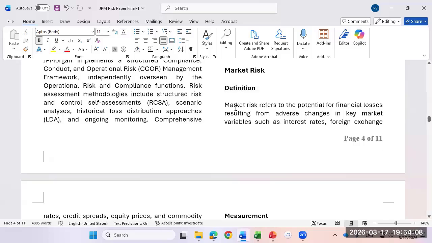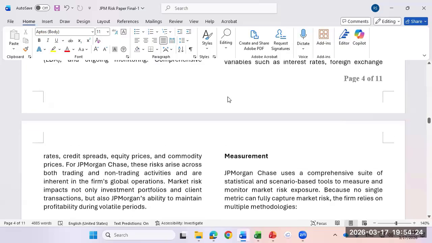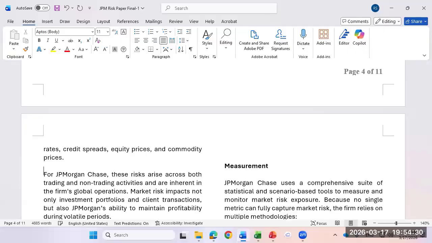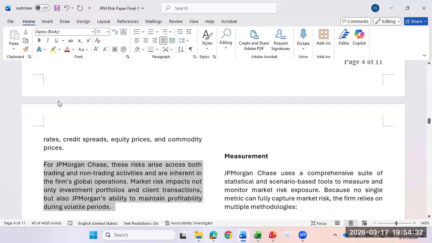The definition needs to be the bank's definition, not my definition or your definition. Don't tell me what you think market risk is. Every single one of these banks will tell you what market risk is. They may call it price risk, but they're probably going to call it market risk. What's the definition? You'll probably have a quote. I like having quotes like this, where you italicize it.